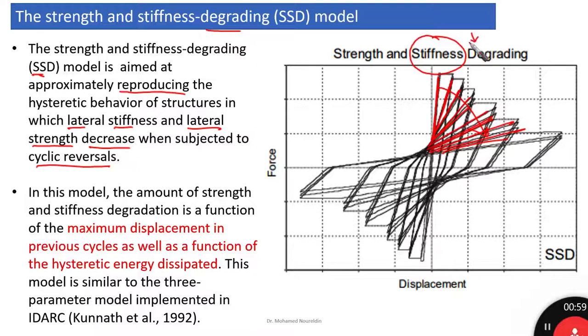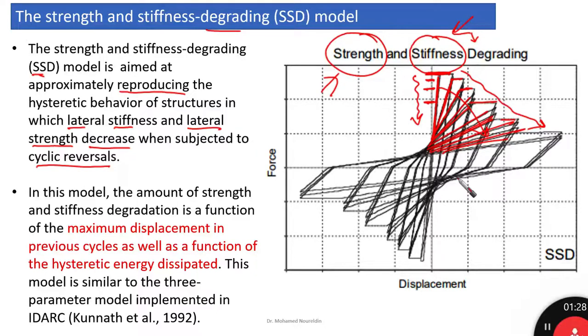It is degrading. And at the same time, the strength, meaning the maximum force or the maximum capacity of the system at different cycles. In the first cycle, the system strength was here. The second one here. The third one here. The fourth one here, and so on. As you can see, it is decreasing. So this is strength and stiffness decreasing.